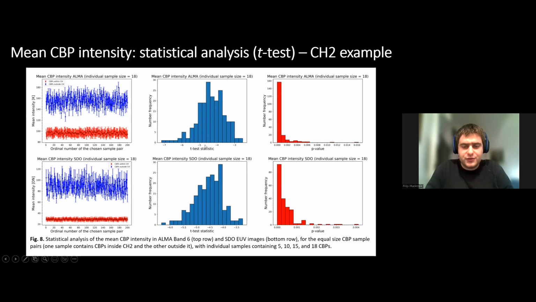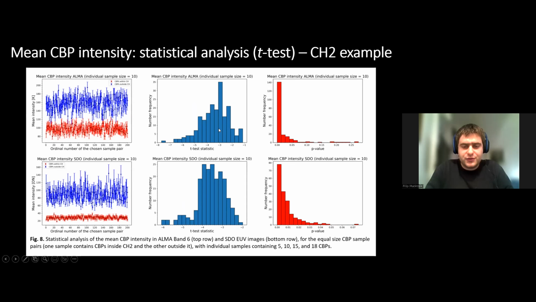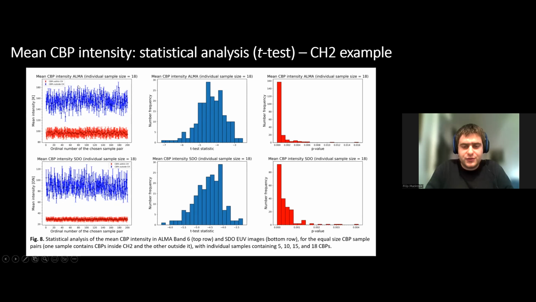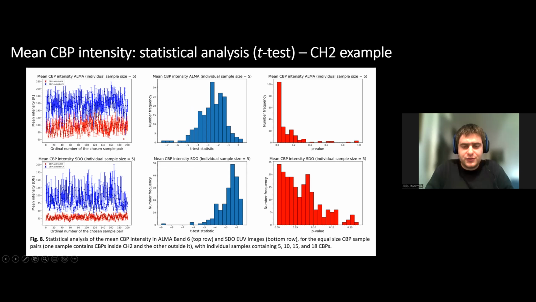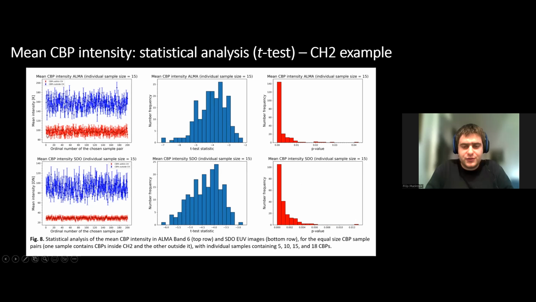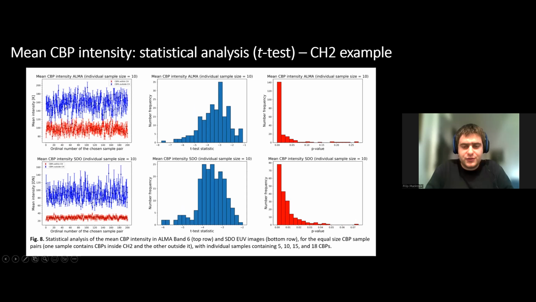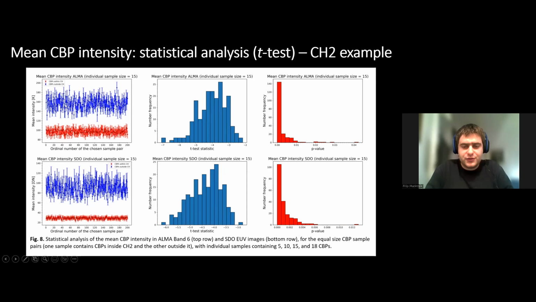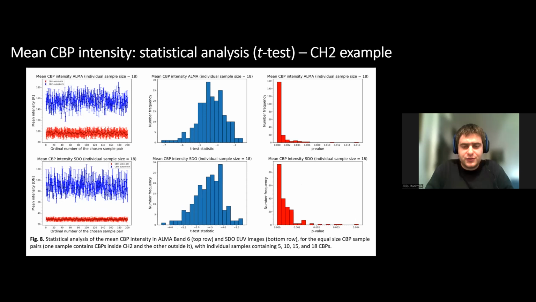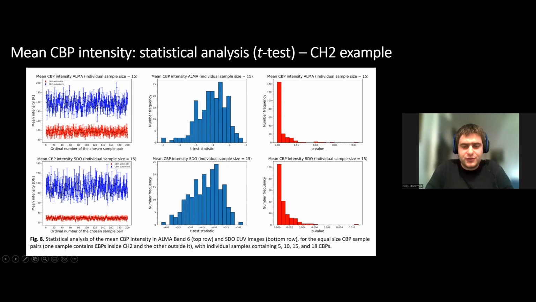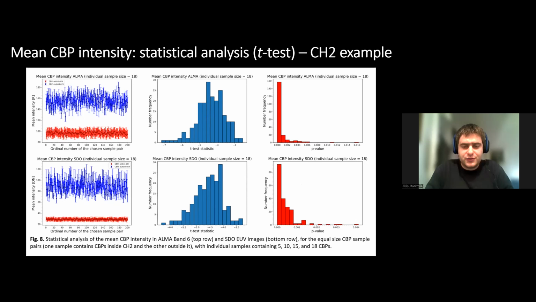The animation you see here shows you how the result changes depending on the size of the samples. The first figure in each row shows you the average of the mean intensity of individual samples within CH2 in red and outside in blue. And what you immediately see here is that CBPs outside, which are in blue, basically have on average higher brightness than those inside.